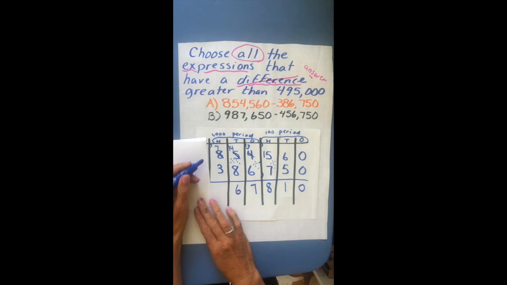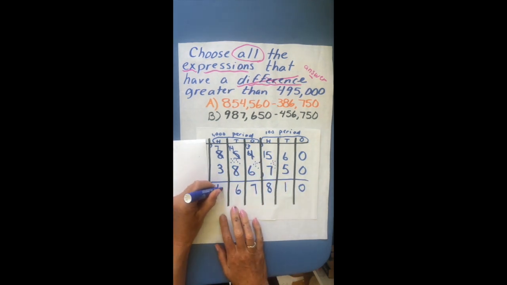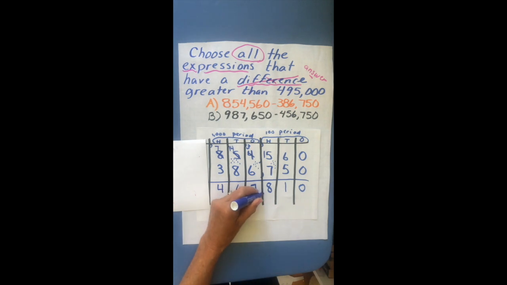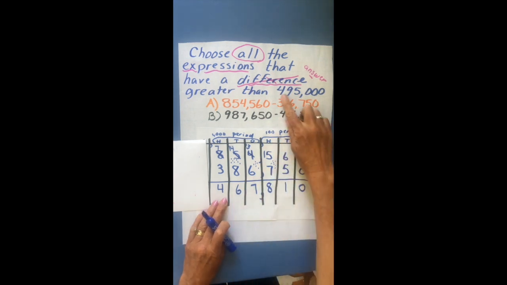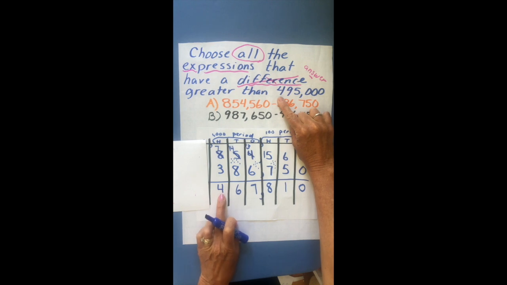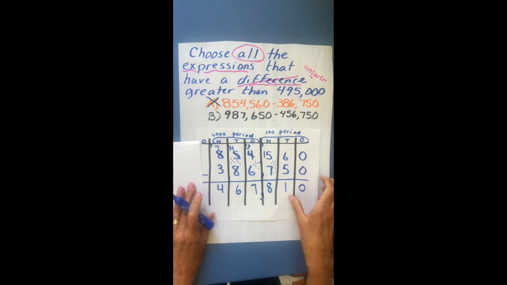In the last column, I have 7. Can I take away 3? 4. I like to use my fingers because it grounds me so I accidentally don't make little careless mistakes. Now, is the difference greater than 495,000? Well, the hundreds digit is the same, but the 10,000s digit is different. This one is smaller, so this is not greater. So now I'm going to try the next problem.